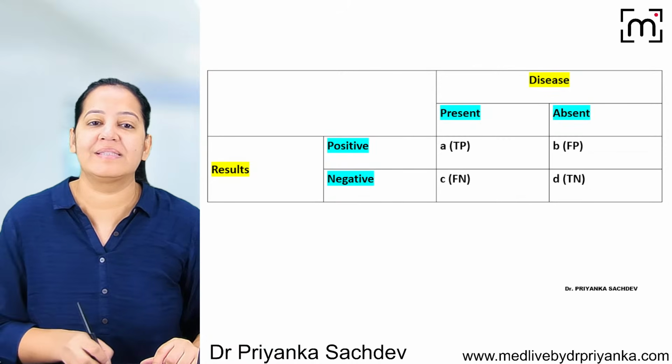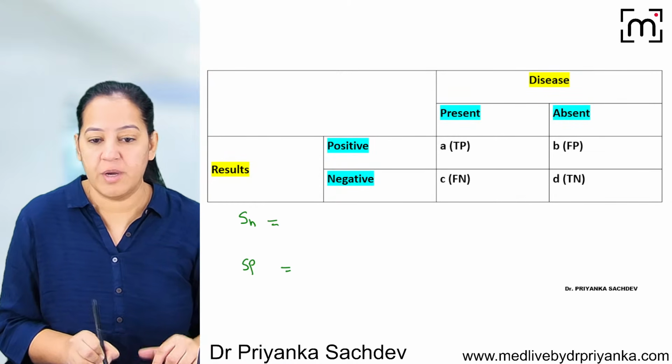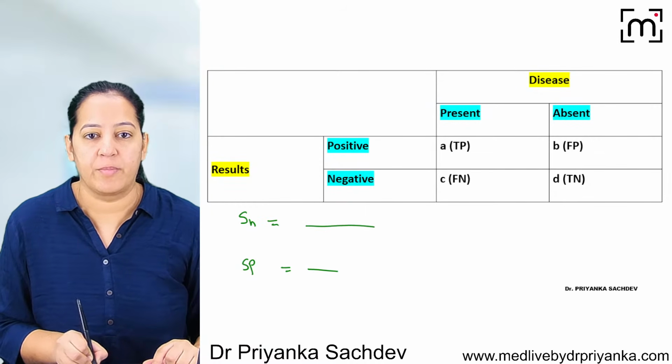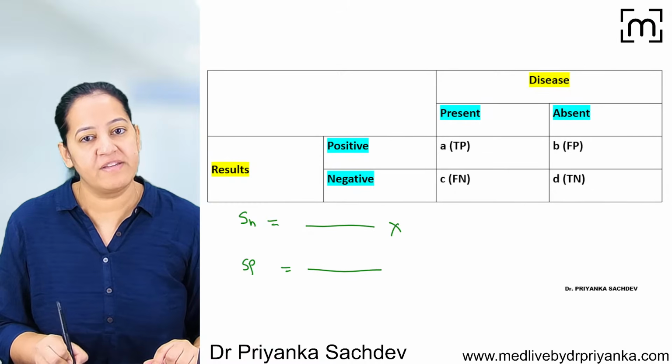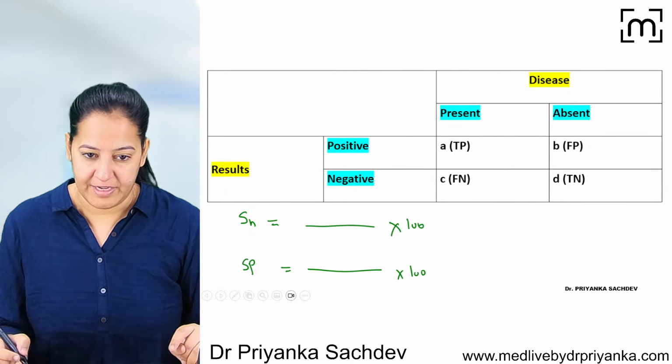Let me explain to you what is sensitivity and specificity. Let me explain the two terminologies. Now, what is sensitivity? What is specificity? What is the numerator? What is the denominator in each of them? The multiplier is always 100. Now, see what is the numerator and denominator in each of them.